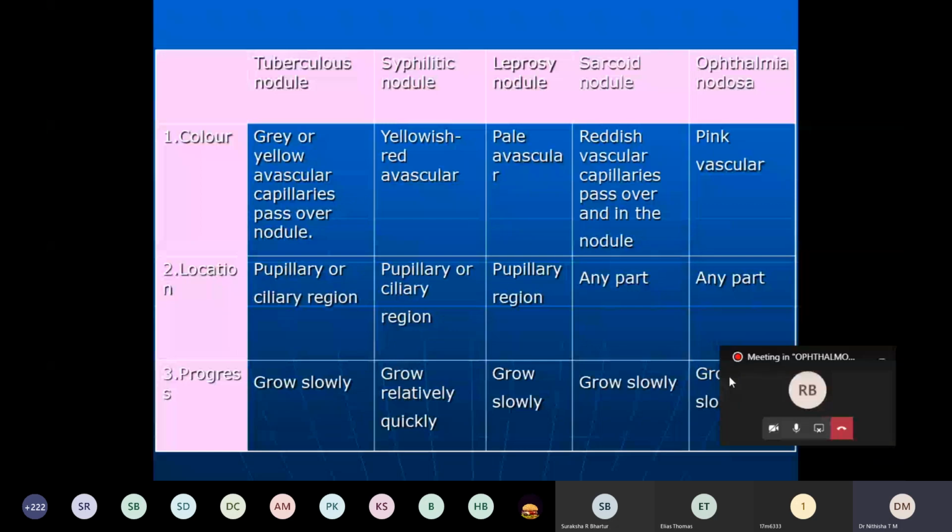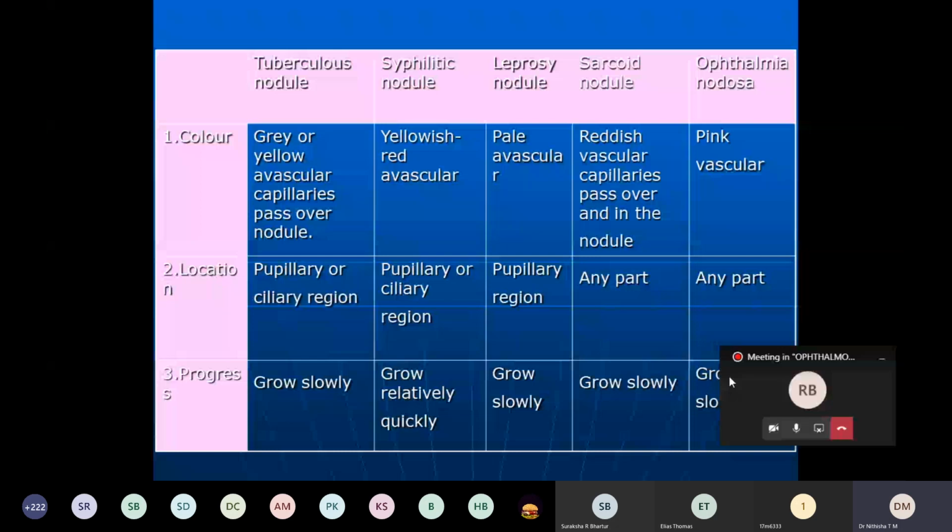This is one of your differential diagnoses for iris nodule. Like you have iris nodule in case of uveitis, you have other nodules like tubercular nodule, syphilitic nodule, leprosy nodule, sarcoid nodule, ophthalmia nodosa. In tuberculosis, the color of the nodule is gray or yellow, avascular. In syphilitic, it can be yellowish red, avascular. Leprosy, it is pale, avascular. Sarcoidosis nodule is reddish, vascular capillaries are present on the nodule.